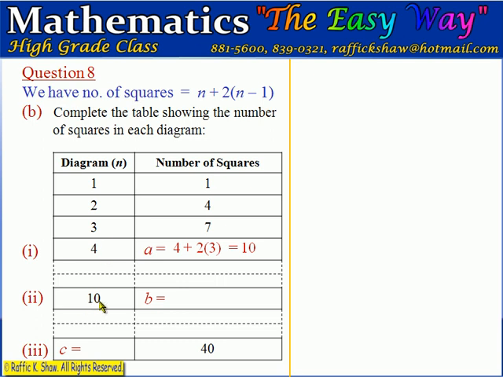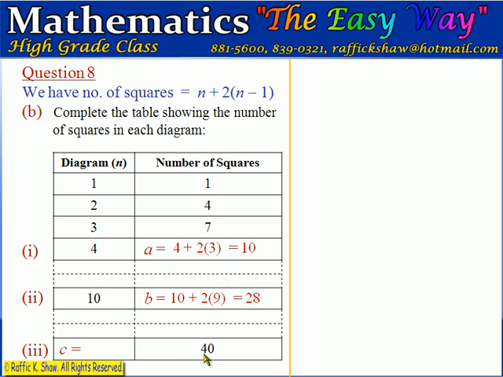For diagram number 10, again, we can apply this formula. It will be 10 plus 2 times 10 minus 1, which will be 9. And so the number of squares B in diagram 10 will be equal to 10 plus 2 times 9 using this formula. That calculation gives us 28.